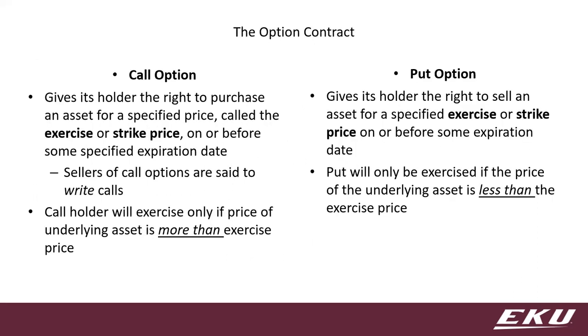So the two main options we're going to focus on are calls and puts. And so the person that owns the option, the person that buys the option, is the person that can choose to exercise or not exercise. Okay. So a call option is the right to go and buy at a particular price. A put option is a right to sell at a particular price.